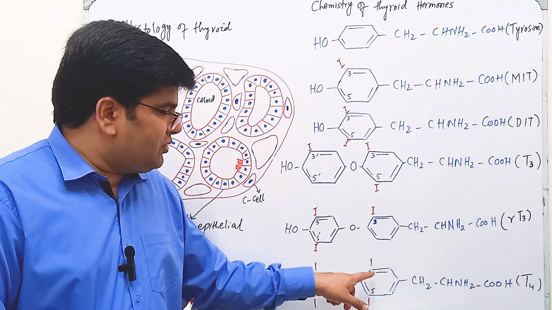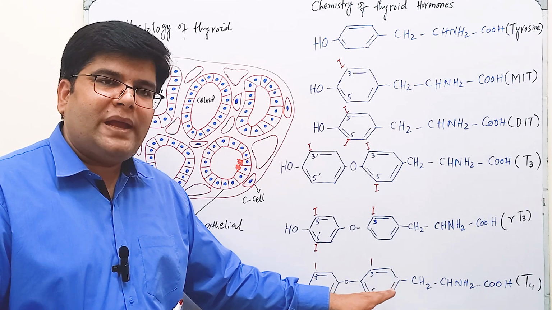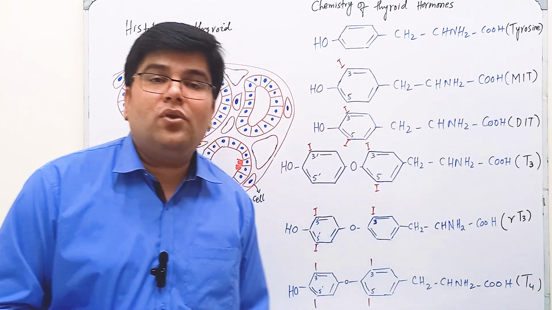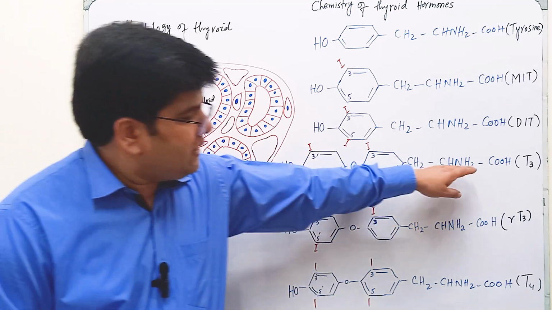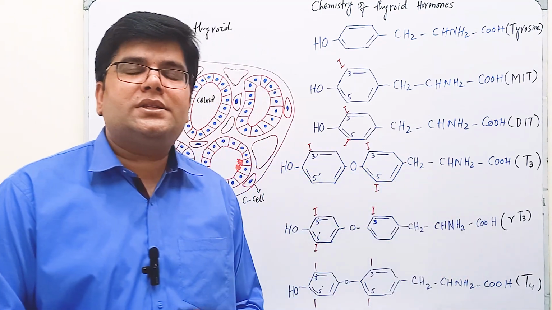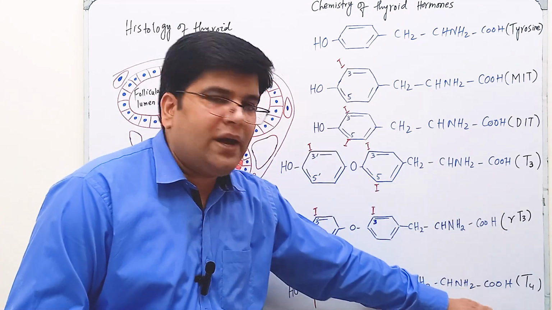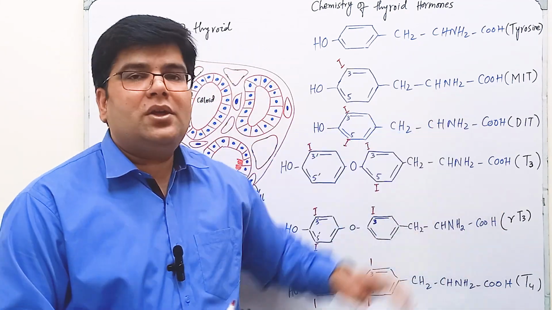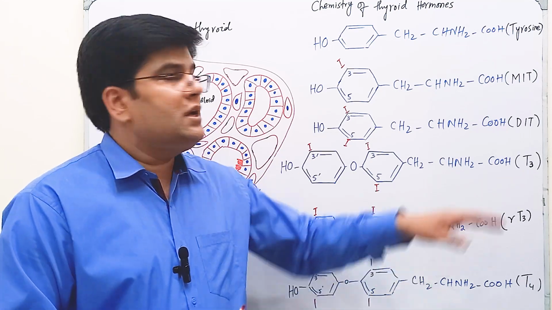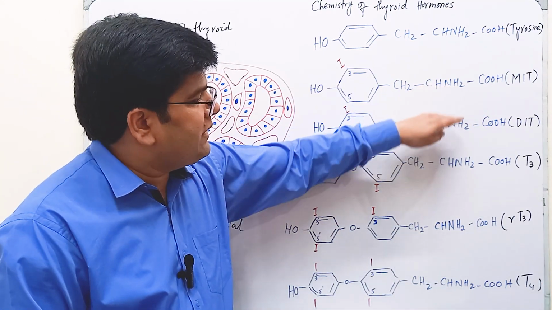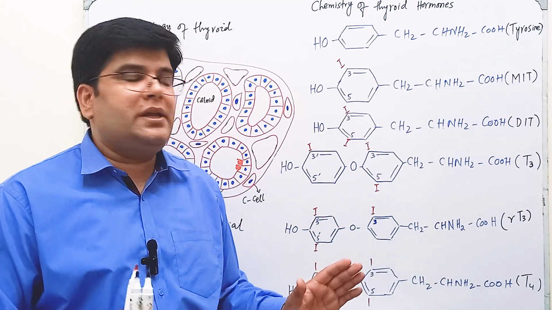When both carbon number 3 and 5 in benzene 1 and benzene 2 are iodinated, then this is called as T4 or thyroxine. T3 and T4, they are also called as iodothyronines, triiodothyronine and tetraiodothyronine, and MIT-DIT, they are also called as iodotyrosines, monoiodotyrosine and diiodotyrosine. Please keep in mind MIT-DIT and reverse T3, they are not functionally active.